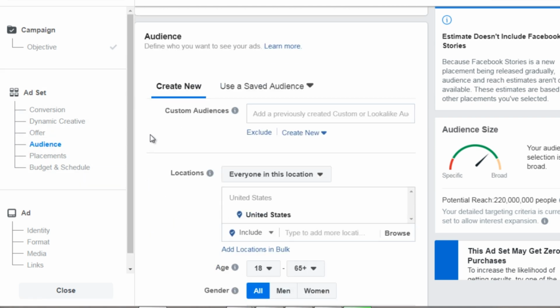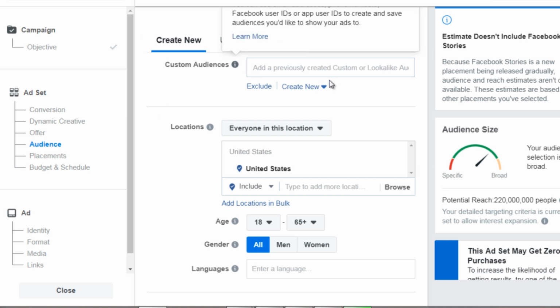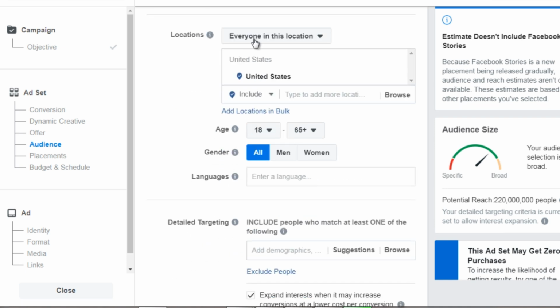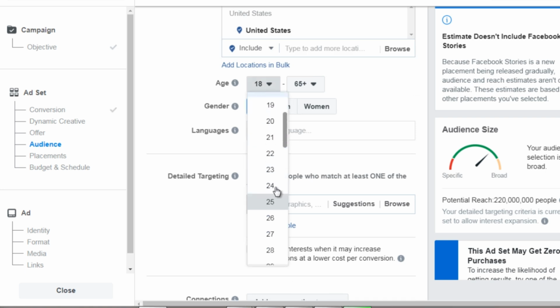Next, we have audience. So like we said earlier, one cool thing is if you go to Audience Insights and you do the research, you can actually save that audience and then you can select the audience here. All right, so use a saved audience. Now, we're going to do everyone in the United States from the ages, remember we saw 25 to about 54.